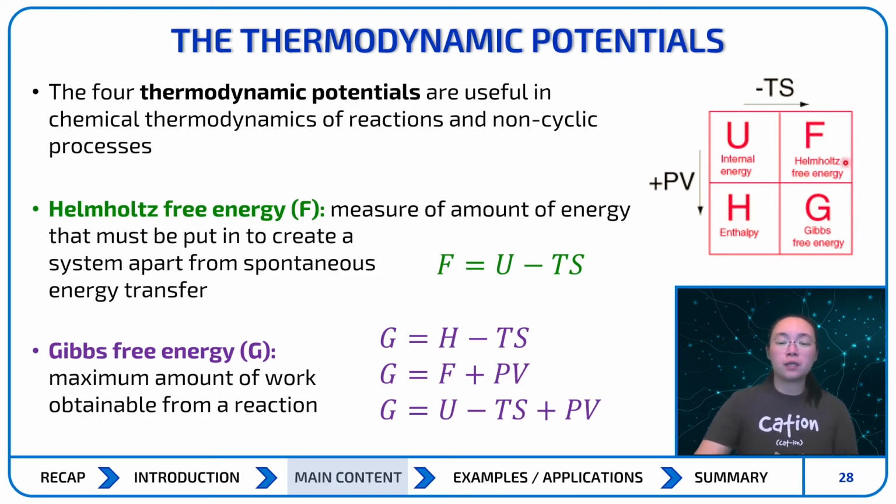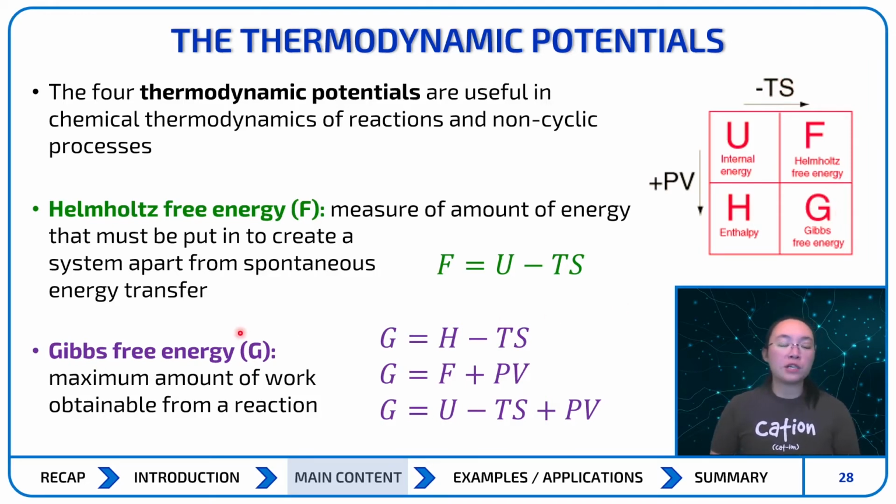We also didn't touch on F and G, where F is Helmholtz free energy. It's what's called the measure of the amount of energy that has to be put into a system to create a system apart from spontaneous energy transfer. So essentially, Helmholtz free energy is just the internal energy minus the entropy of spontaneous energy. Then you have G, which is Gibbs free energy.